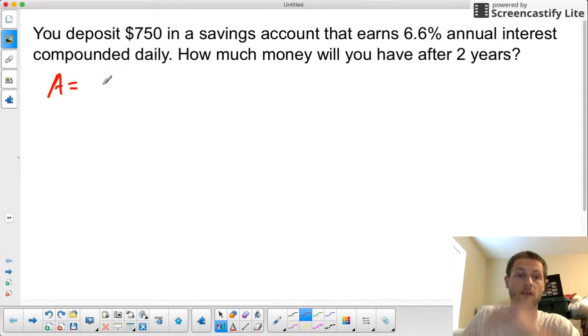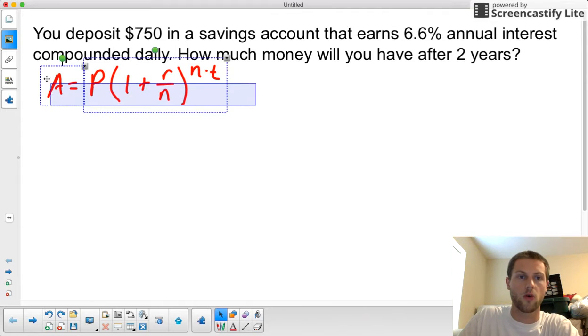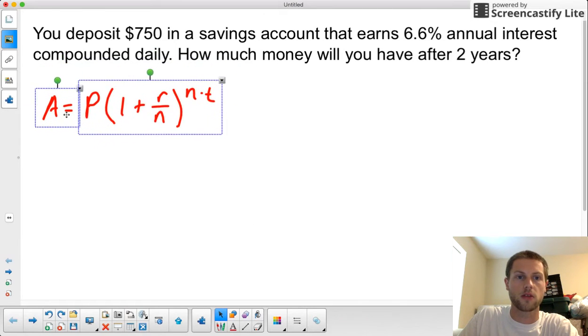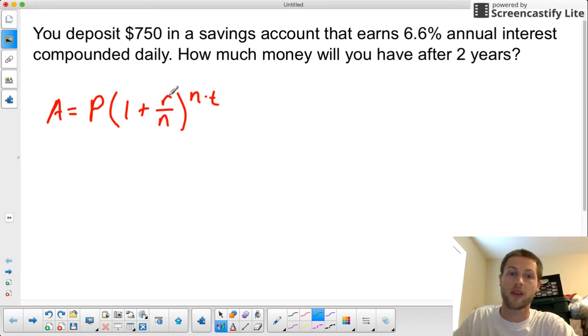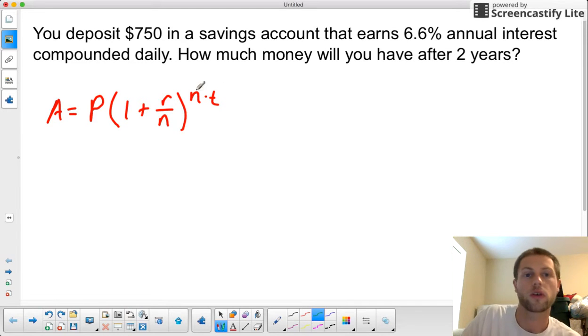The amount that I have in my account is going to equal the P principal times 1 plus my rate as a decimal, R, over n, to the n times t power. So again, what all this stuff means: P is your starting value that we've seen before. The rate r is my rate as a decimal, not a percentage. My n is the number of times I'm compounding, and we're going to use that n here and here as well. So let's take a look at how this works in practice.